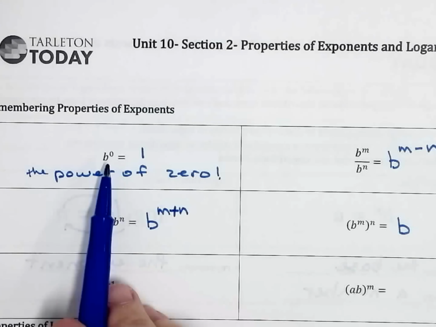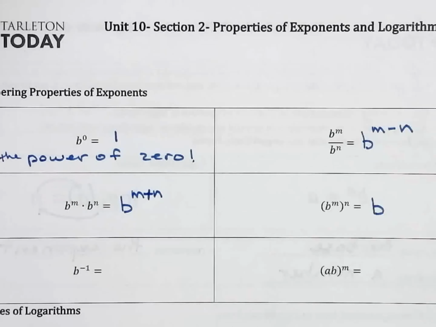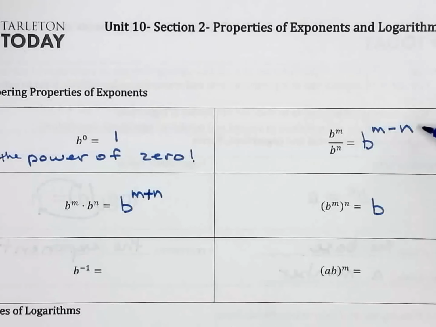The first one we have is the power of 0. So anything raised to the power of 0 equals 1. The second one, we're dividing. So when you divide, you keep the base and you subtract the exponents.